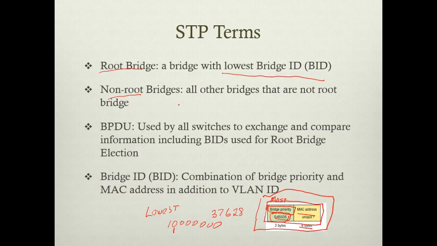So we actually have one root bridge in a network. The BPDU, bridge protocol data units, are used to exchange the information, including the bridge IDs used for the root bridge election. So this thing does bridge IDs, and the bridge ID is the combination of the priority and the MAC address that we see down here. And again, by default, they all have the same bridge priority.